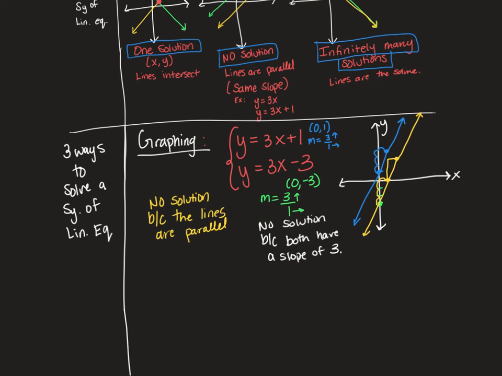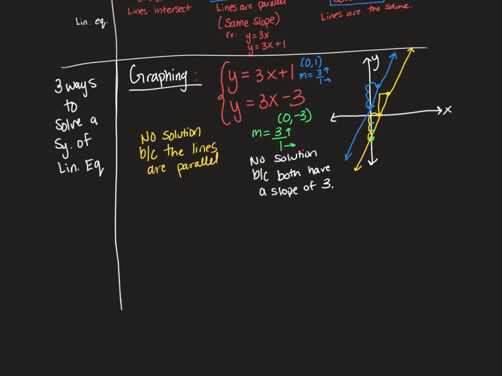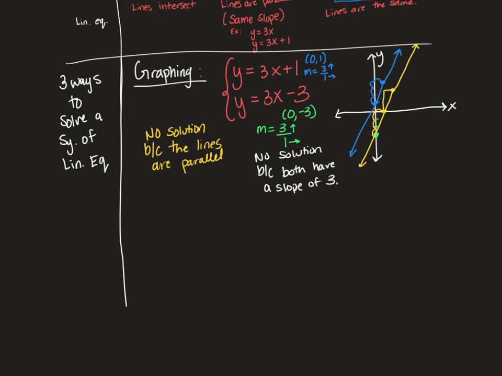All right, so that's graphing. That's solving a system of equations using the graphing method. The other way is to use substitution. We can substitute one equation into the other equation. So let's say we have the same system of linear equations. Y equals 3x plus 1 and y equals 3x minus 3.